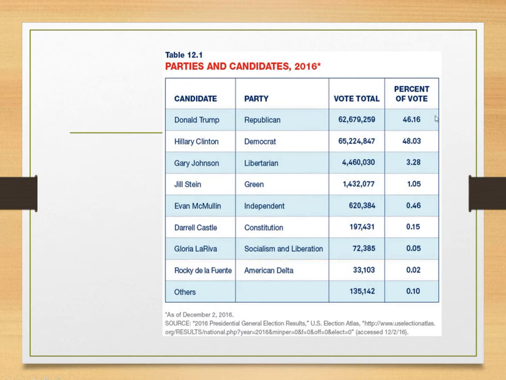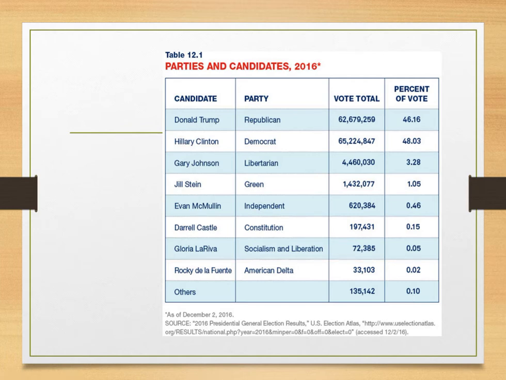Now, I'm sure you looked at those totals and said, hey, where are the other percentages? The other percentages: about 3% went to Gary Johnson, the Libertarian Party. Jill Stein got about 1% from the Green Party. Evan McMullin of the Independent Party, less than 1%, and all of these are less than one percent. Darrell Castle of the Constitution Party, Gloria La Riva of the Party for Socialism and Liberation, less than a percent, about half a percent. Rocky De La Fuente with the American Delta Party, about 2%, and all others were less than 10%.